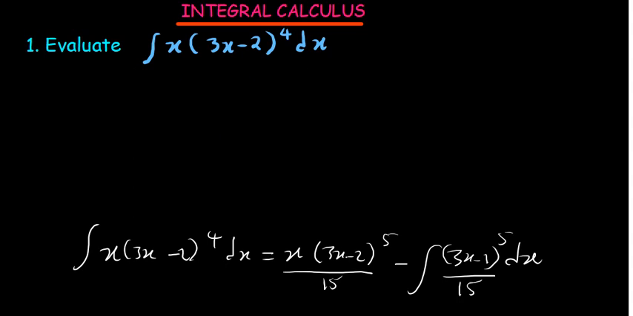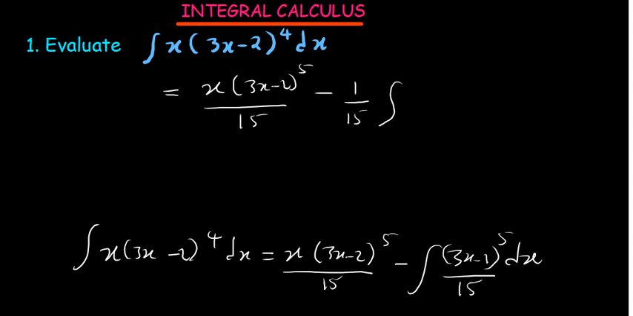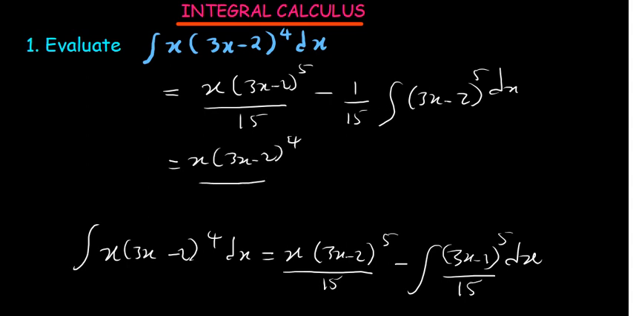So from here we'll just simply continue simplifying. That is x(3x - 2)^5 divided by 15, and then minus what? This 15 is a constant. I can remove it outside the integral, 1/15, and then you've got the integral of (3x - 2)^5 dx. And getting to simplify this, that will give us x(3x - 2)^4 divided by 15.